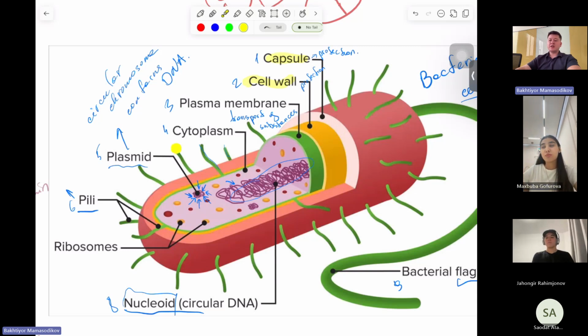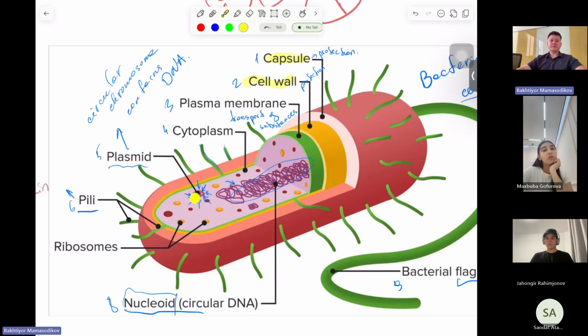What are they going to exchange with another bacteria? Information. Stored in the plasmid, yeah? Information stored in the plasmid. Okay, good. What is plasmid, Saadat? Mahbuba? This is a piece of DNA. Circular DNA piece. Good. Exactly.